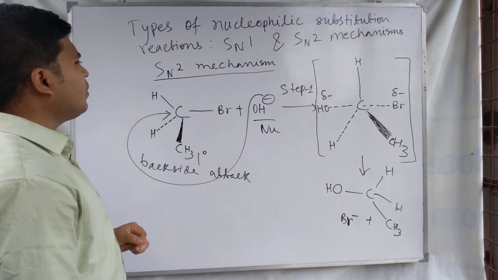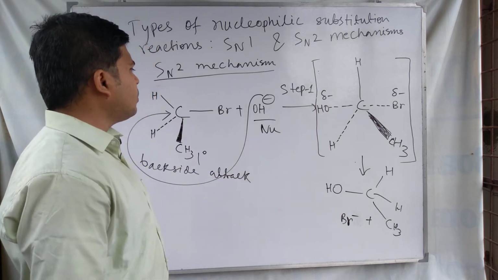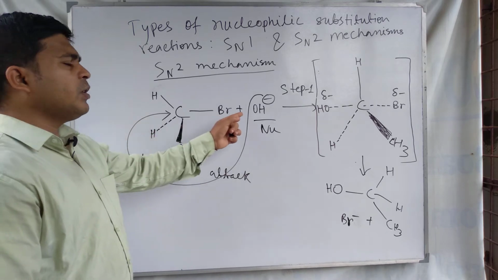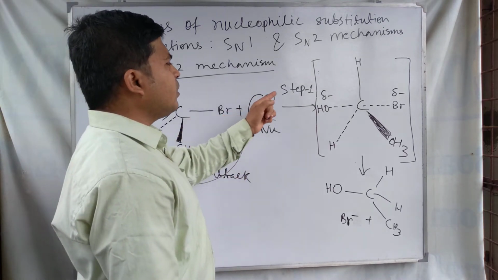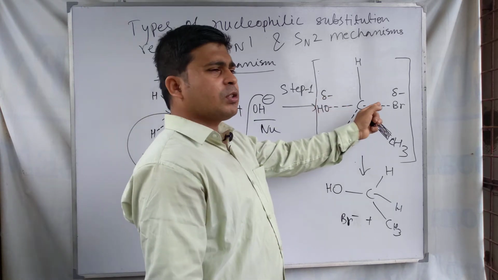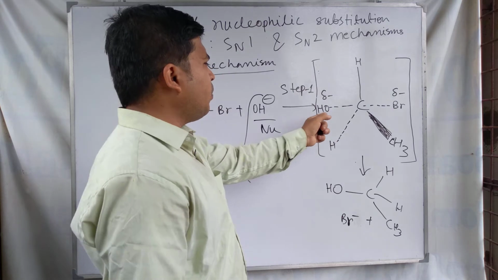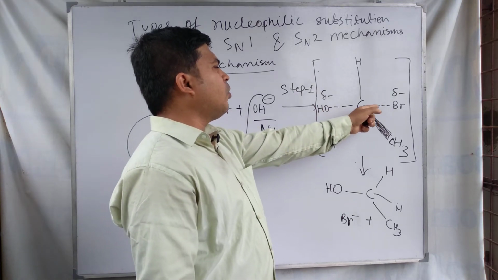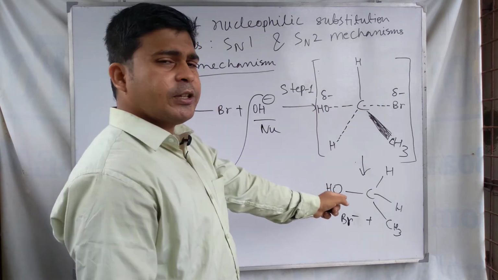So this is the mechanism of the SN2 reaction. In this case, generally a primary alkyl halide in presence of a nucleophile undergoes a backside attack, and in the first step, through a transition state where the carbon bromine bond is breaking and the carbon OH bond is forming, the product is formed.